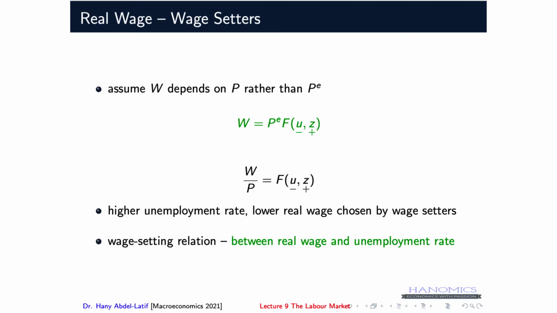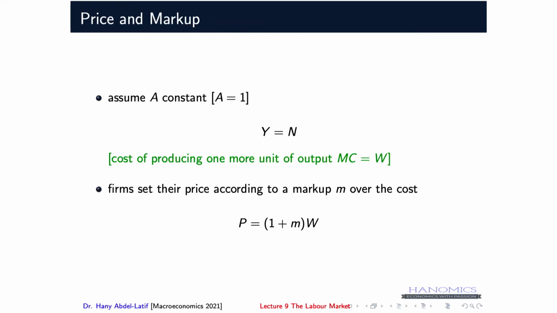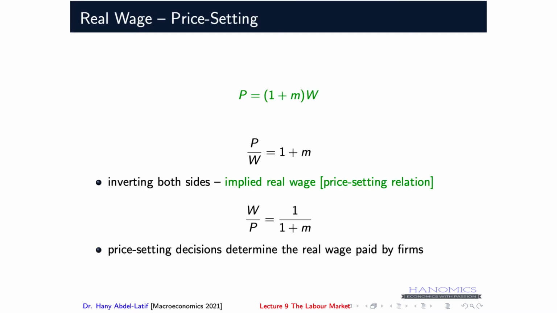Okay. So we'll do the same with the other relationship. Remember, this is how firms decide on their prices. They put some kind of markup on top of the cost. So I want to get from here an expression of the real wage, not the prices. So to do this, this is what we did before. The price equals 1 plus M, this is the markup, times the cost. Now, all you need to do here is divide by W.